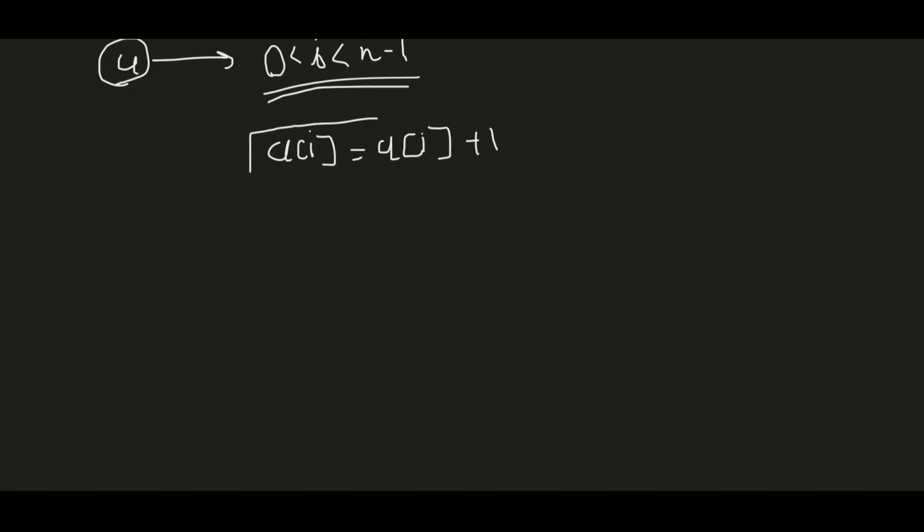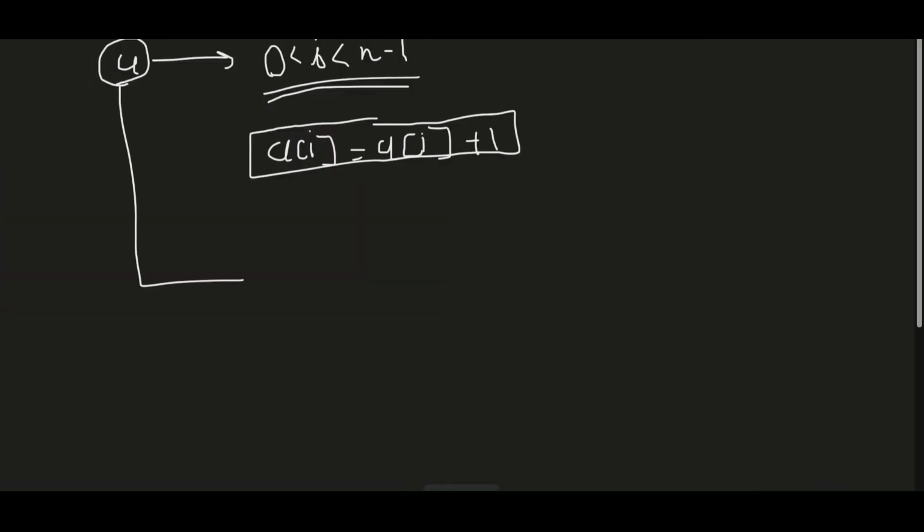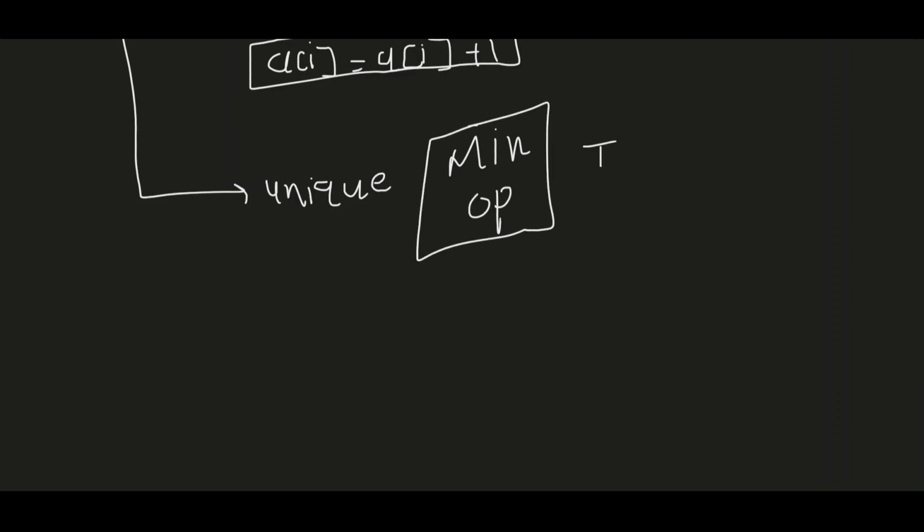Then what is our task? Let's read. Return the minimum number of moves to make every value in nums unique. So we have to make the array A unique. Every element in the array A must be unique. What is the minimum number of operations that are required to do this? That is our task. So this is an optimization problem, we have to minimize the operations.